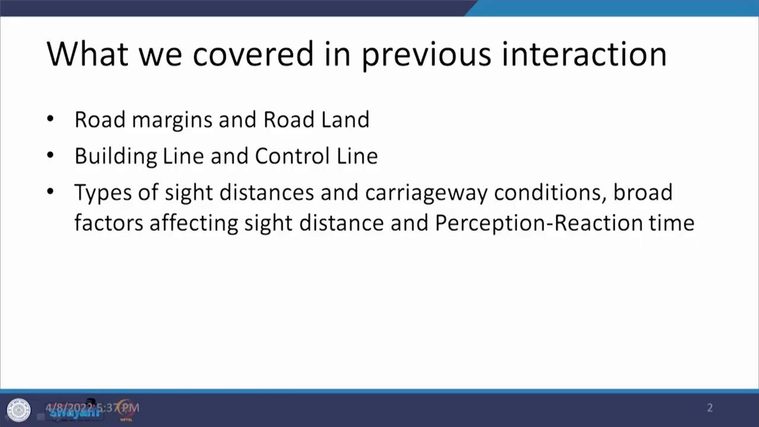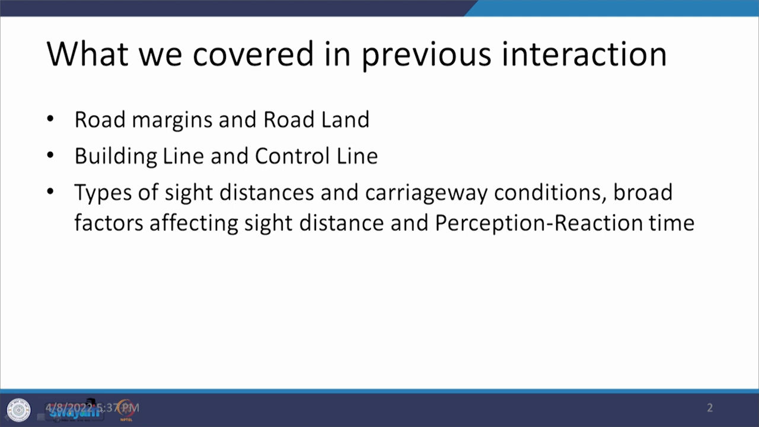What we have covered in the previous lecture is the road margins and the road land, and then we talked about the building line and the control line. These two aspects were related with the space requirements which need to be acquired for any category of road which is to be constructed in an area.